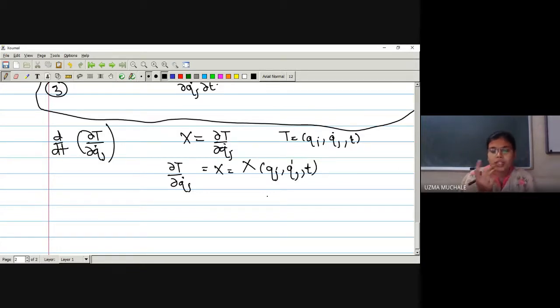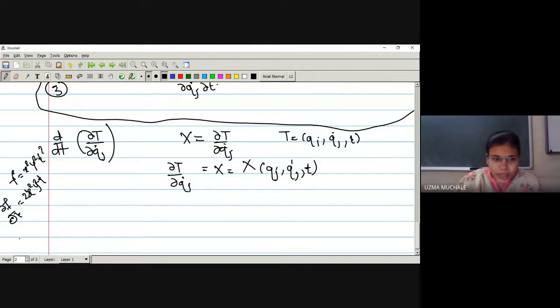If you are going to differentiate at least with respect to one term, no doubt other terms will be present. Suppose a function is like this, f is equal to x square, y square, t square. If you are going to differentiate with respect to t, that will be dou f by dou t is equal to 2 times x square, y square, t. So again dou f by dou t is a function of x, y and t. So hence, if you are going to differentiate, x will be again a function of qj dot and t.